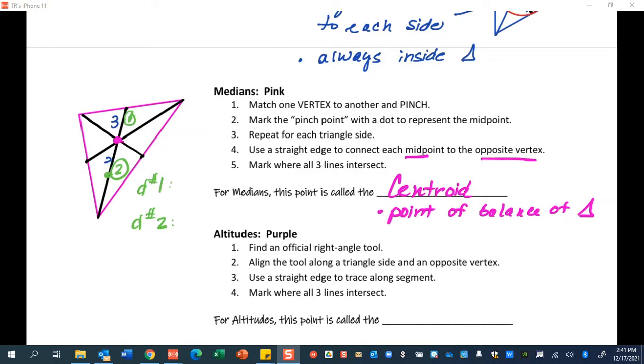Yeah, because it divides it into 3 equal parts. So the distance from the centroid to the vertex is 2/3 of the whole. The distance from the centroid to the side is 1/3 of the whole. But you can see that I have this relationship of 1 to 2, that ratio of 1 to 2 for my centroid.